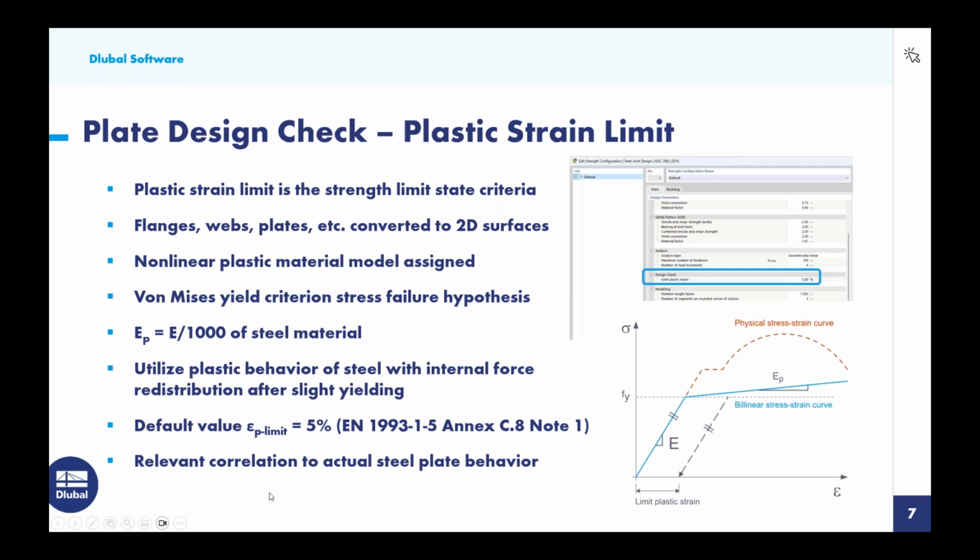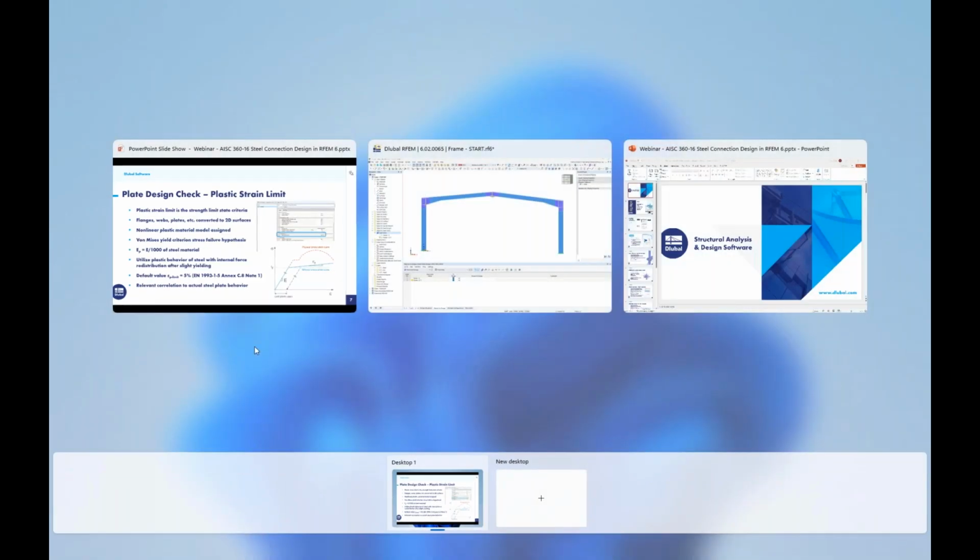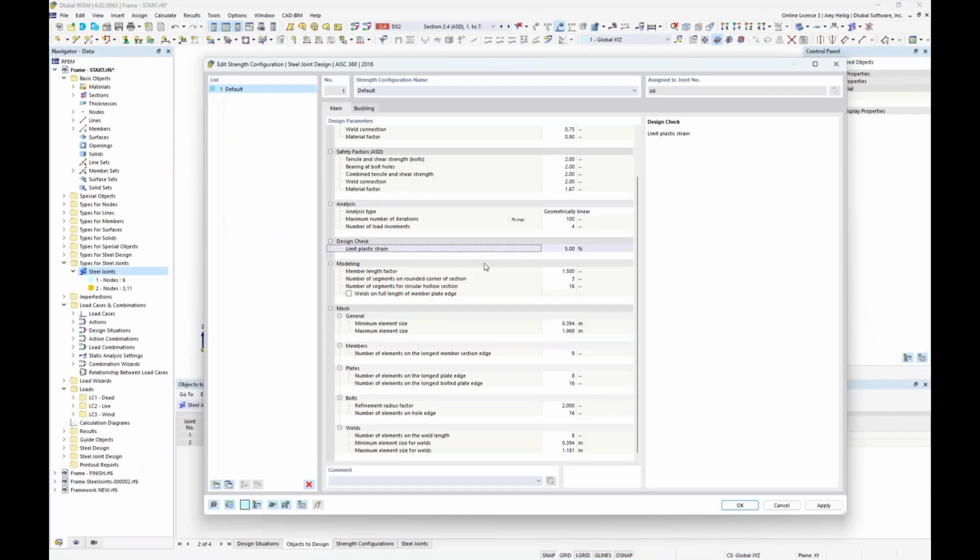But overall, there have been studies done on this that there really is good relevant correlation to the actual steel plate behavior by limiting the plastic strain instead of the stress. So again, that's what's going on here within our design configuration for all plate elements. This is the only check that we will carry out, limiting that plastic strain.